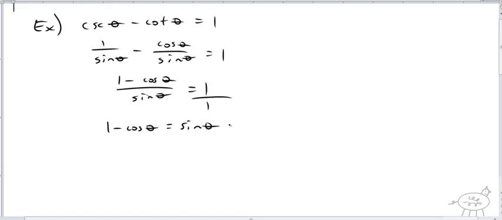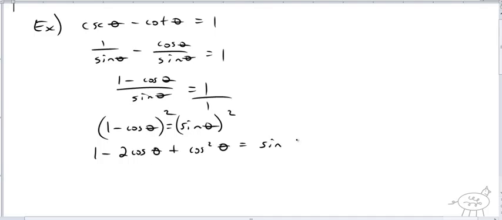Okay, it still looks complicated. So what we're going to do is, it's tough to deal with sines and cosines, but it's not so bad if I square both sides. Because that's going to give me sine squares and cosine squares, which I can manipulate with my old identities. Sine squared plus cosine squared equals 1. So if I square this, I get 1 minus 2 cosine theta plus cosine squared of theta equals sine squared of theta.